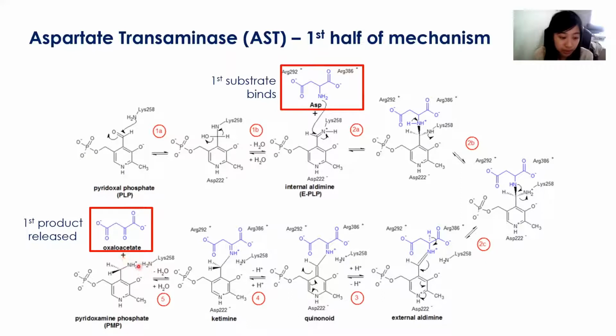the PLP cofactor. And then this amino group will be transferred onto the second substrate that binds, which is the alpha-ketoglutarate in this case, and the second product will be made and released, which is the glutamate. And this is in the second half of the mechanism, which is not shown here.